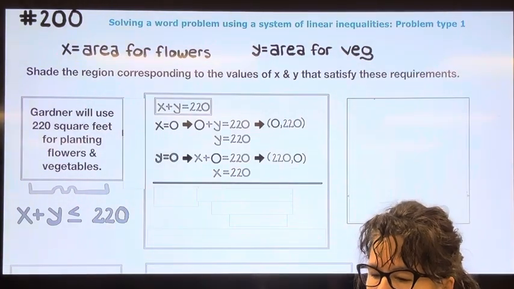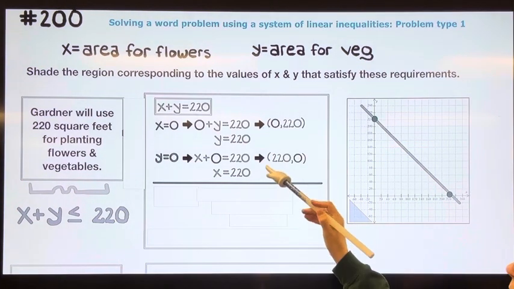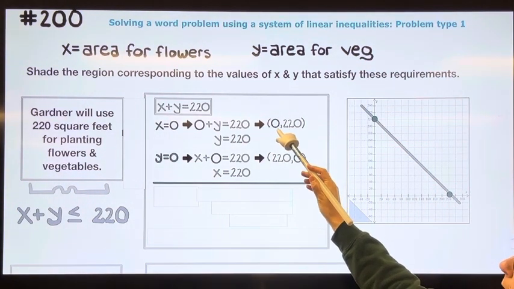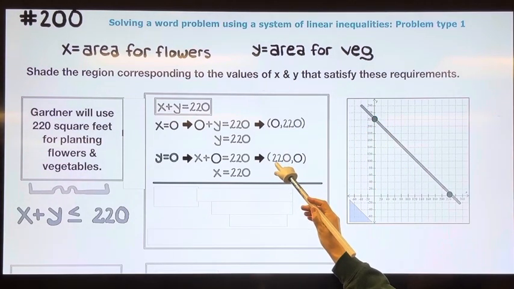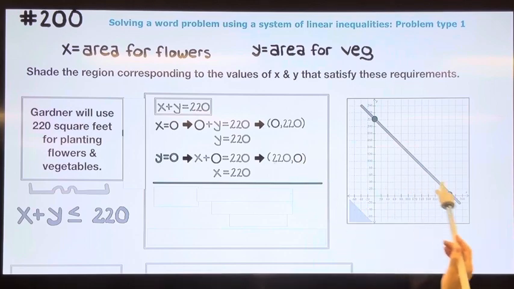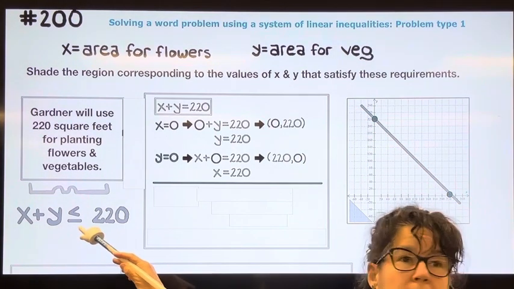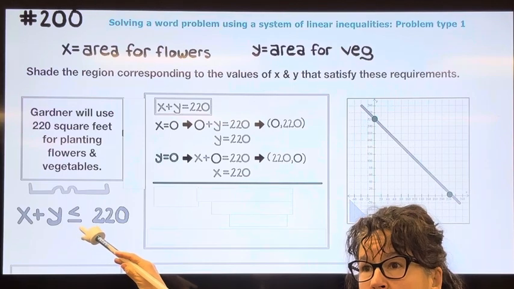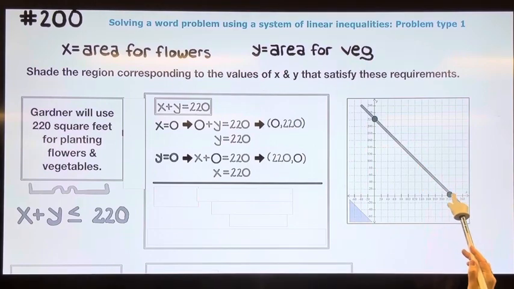And now I'm ready to start my graph. And I've just done this quickly here. If I plot the point right 0 up 220, I'm right there. And then I plot the point right 220 up 0, plot that point there. I drew in a solid line. Remember with inequalities, if it's underlined, it's a solid line. If it's not underlined, this would be a dashed line.